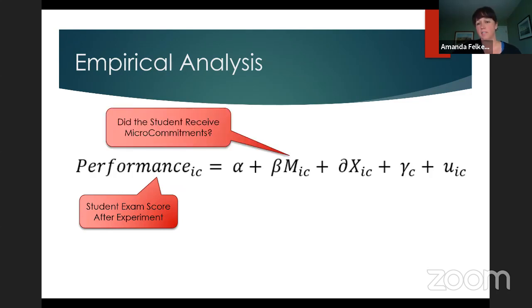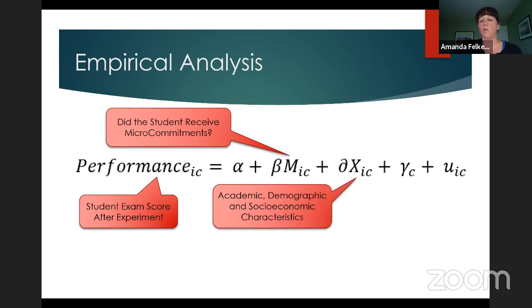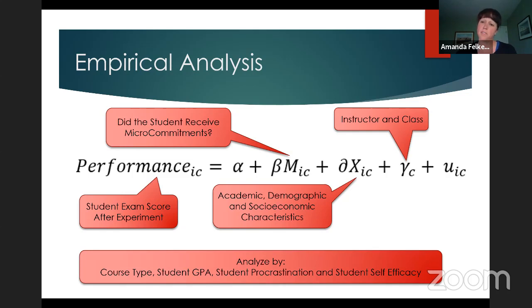Then our variable of interest is whether or not they were in our treatment group and had micro commitments rather than just text nudges. We controlled for prior academic performance, demographic and socioeconomic characteristics, and also the instructor in the course. Then we looked at this by course type to see if it varied across different modalities. We looked at this for different performance levels for students, their procrastination type, and then according to their self-efficacy.